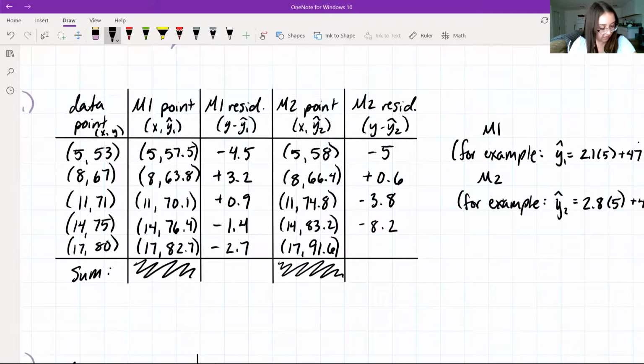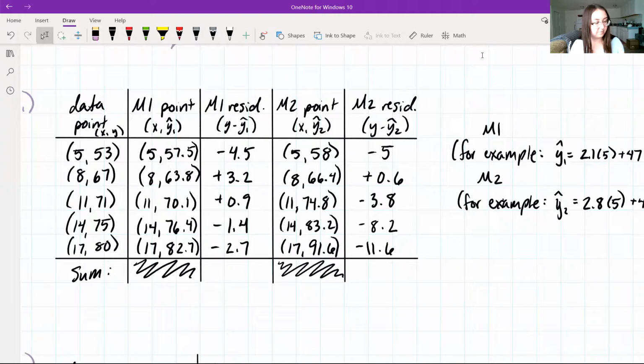Then we can take our value of x corresponding to 17, and we will subtract 91.6 from 80. That will give us negative 11.6. All right, so we found all of our residuals, and now we want to sum our residuals. So all we're going to do is add up all of our values here. We see we have positive and negative values, so we're going to add them all up.